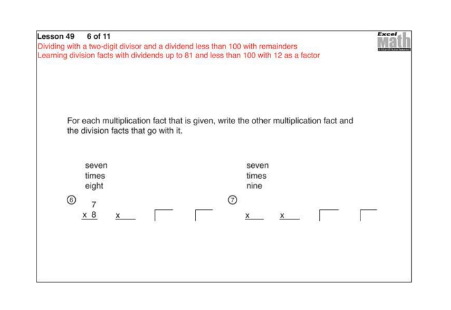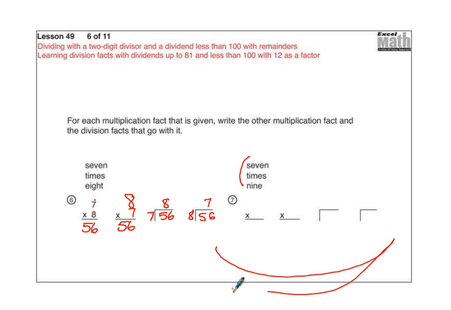All right, here's a family of facts. 7 times 8, 7 times 8. We reverse it and put 8 times 7. The answer to both of these is 56. If you know your times tables, go ahead and write this on your page. 56 divided by 7 is 8, and 56 divided by 8 is 7. That's a family of facts. Easy cheesy, right? The next one shows you the problem right here. Pause the video, do number 7. Turn it back on when you're ready to see the solution.